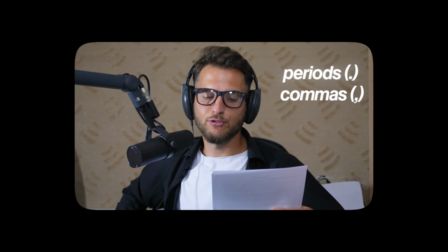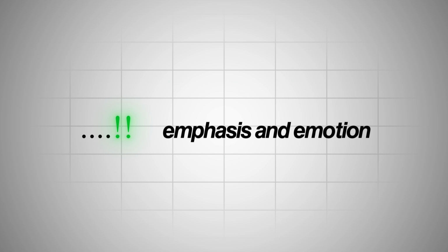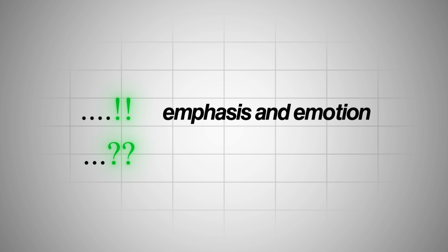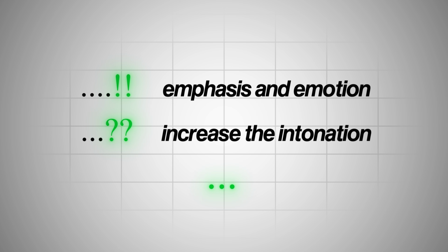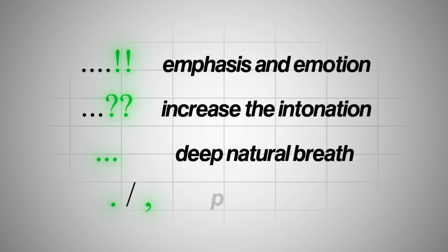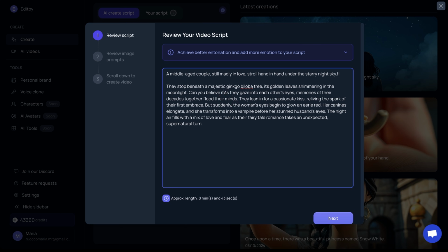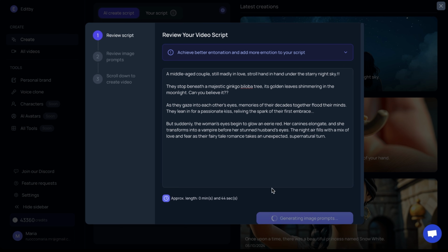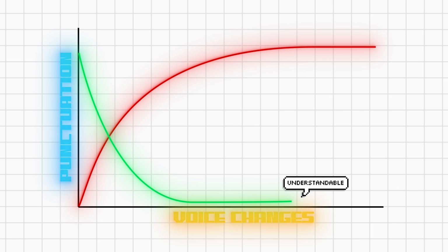The first thing to do is try to read the script in your head and add periods and commas where necessary. Once you have identified the pauses and intonations, add 2 exclamation points at the end of the sentence for emphasis and emotion. Add 2 question marks to make the AI increase the intonation at the end of the sentence. Add an ellipsis to indicate that it is a pause, as if it were a deep natural breath. Add or remove punctuation with commas and dots to add pauses. In any case, remember to avoid overuse of punctuation to prevent voice changes between sentences.